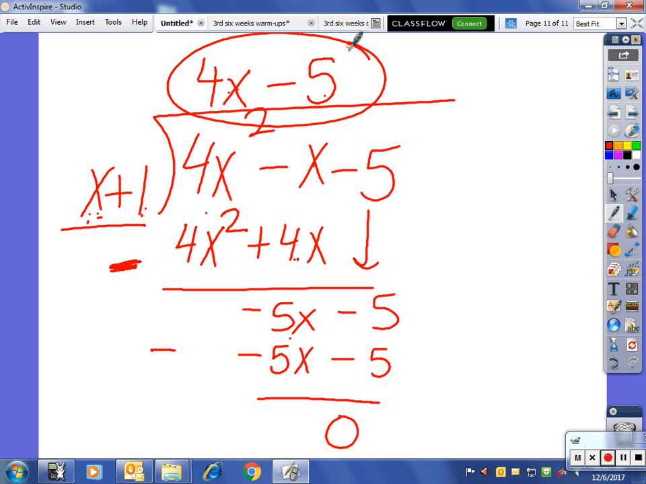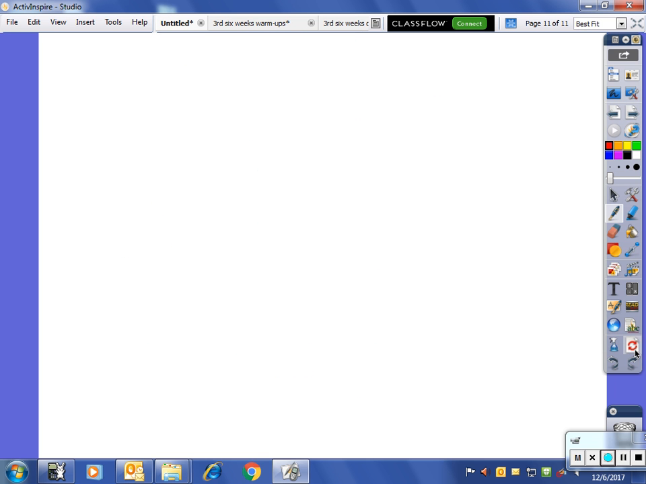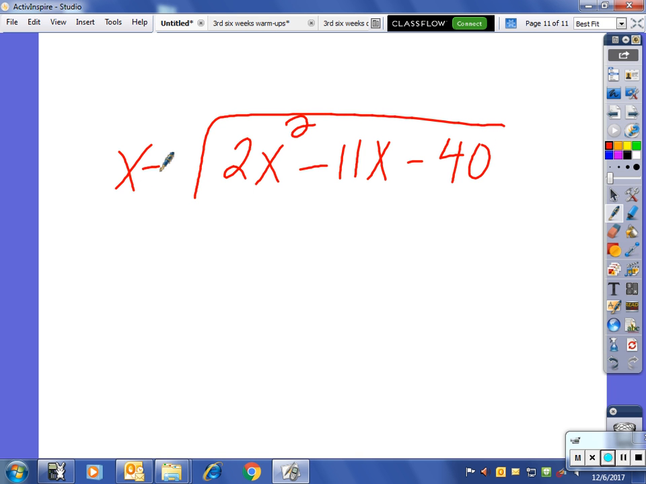All right, now we're going to get really tricky here. 2x squared minus 11x minus 40. This time I'm going to divide by x minus 8. So you got to be careful because we're going to be subtracting negatives here. When you subtract a negative, you're really adding a positive.